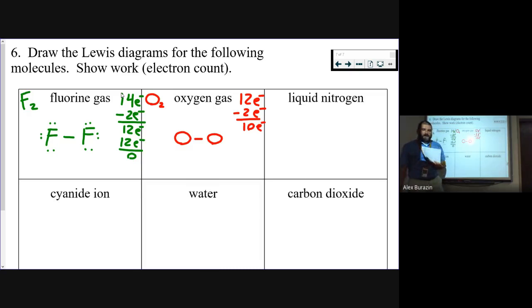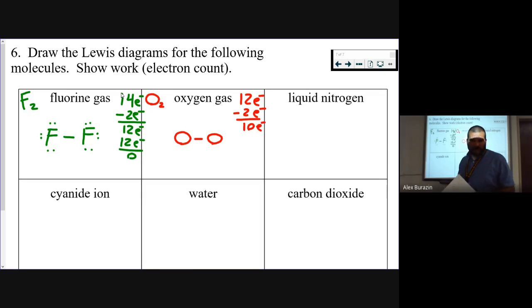Now, your instinct might tell you, well, there's 10 left. Let me put 5 on one and 5 on the other. That's not going to work. Electrons generally travel in pairs, okay, which is going to lead to an unequal distribution here. We have 10 electrons still to add to our Lewis diagram, and I can't split them up. They have to travel in pairs. So we'll just start adding them.